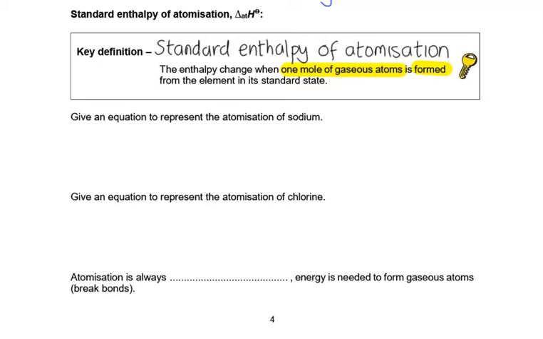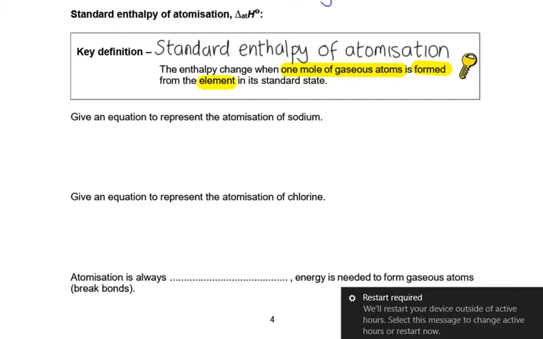So just the symbol off the periodic table with a gas state symbol. And I'm forming it from the element. So on the left hand side I'm going to have the element in its standard state. So 1 mole of gaseous atoms on the right, the element in its standard state on the left. So any balancing will have to happen on the left. So pause the video and see if you can do these two, so for sodium and then for chlorine.